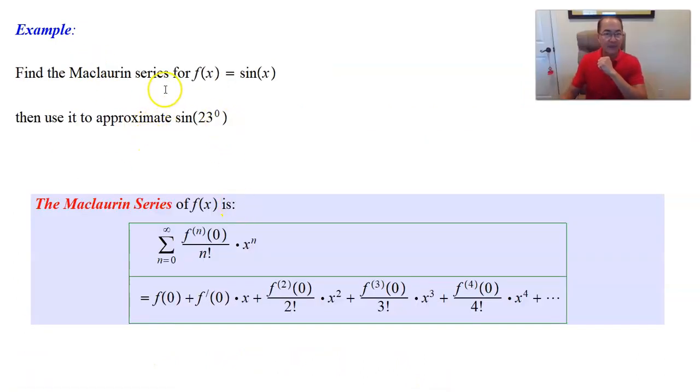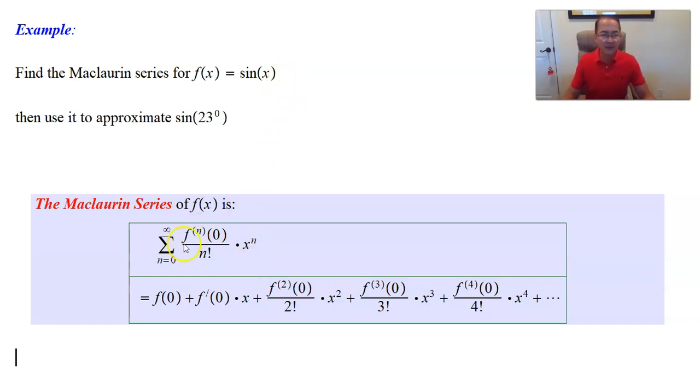Okay, our final example. We will look for the Maclaurin series for sine of x, and we will use it to approximate sine of 23 degrees. So I do this in the textbook, but I think it's good to go over it from scratch. I do prove that the error term will also go to 0. So you can check out the proof over there. It's actually easier than for e to the x.